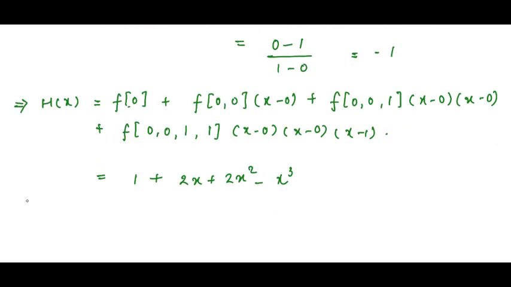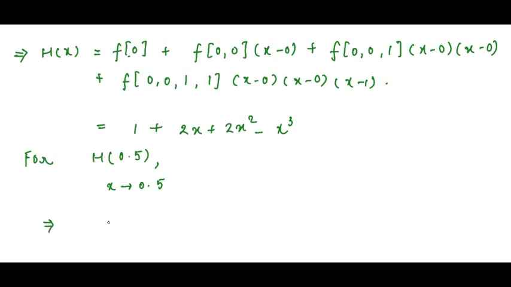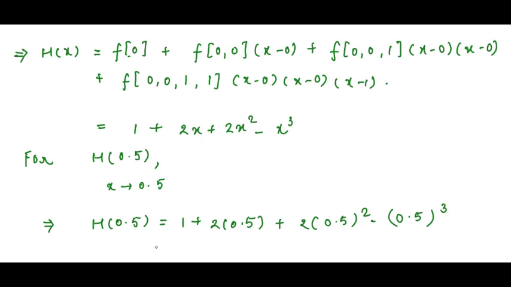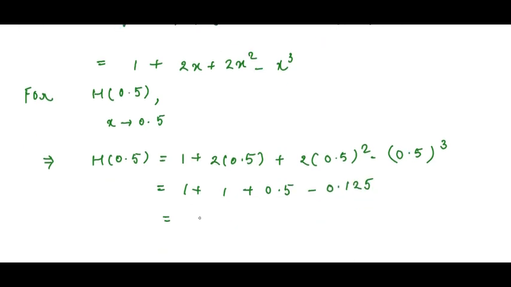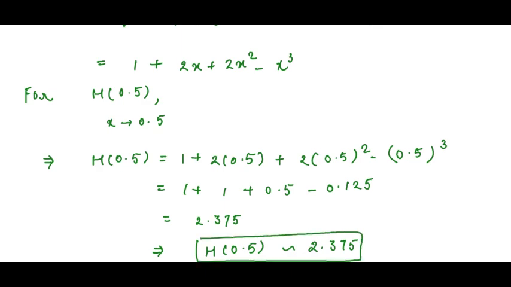Now estimating the value of the function at 0.5, so just substitute the value of x as 0.5. We get this Hermite polynomial at 0.5 becomes 1 plus twice of 0.5 plus twice of 0.5 square minus 0.5 cube. Therefore, it becomes 1 plus 1 plus 0.5 minus 0.125, and hence becomes 2.375, and hence the function value at 0.5 becomes 2.375.